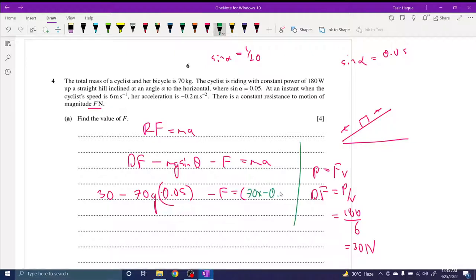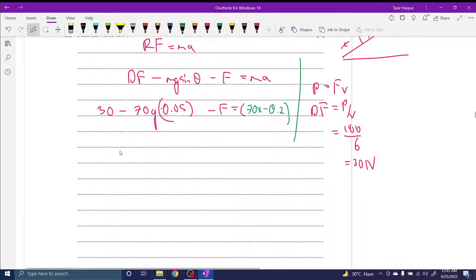So what do we get ultimately? 30 minus 70 into 10 into 0.05, 35, minus F is equal to 70 into minus 0.2, which is minus 14. So F takes a value of 30 minus 35 plus 14. F is equal to 9 newtons exactly. That is your answer. Okay, good sum.